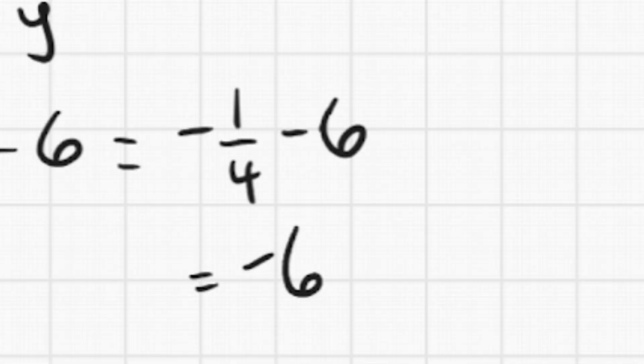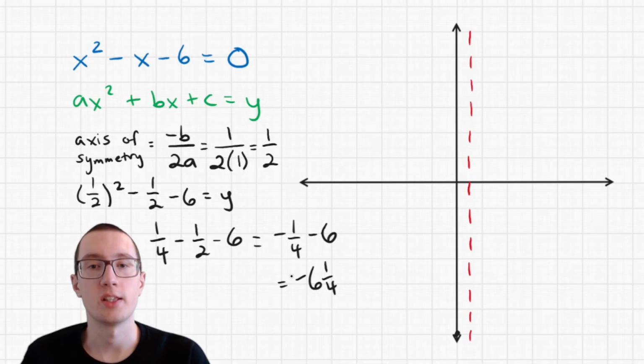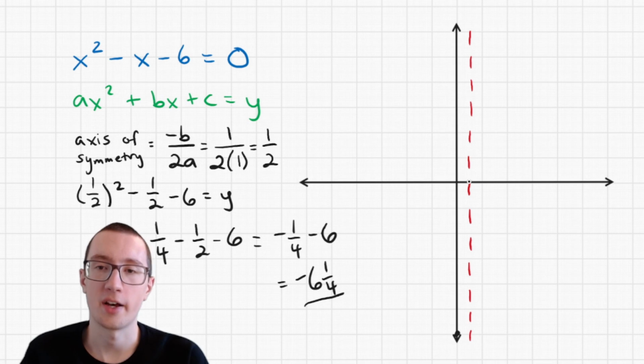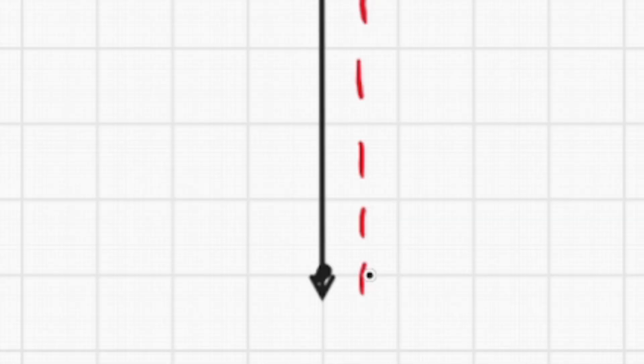So we've lost a total of 6 and 1/4. So that is going to be the y value for this mirror, this axis of symmetry. So we're going to start in the middle at the axis of symmetry, and we're going to go down 1, 2, 3, 4, 5, 6, and a 4th. So that's going to be about here.